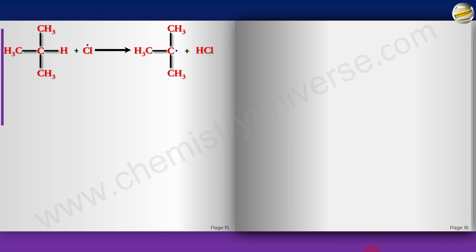Now tell me which bond is broken. The tertiary CH bond is broken. And remember, the tertiary CH bond requires 93 kcal and you have to give this energy. Which bond is formed? HCl. And how much is HCl? 103. It's going to release it, so it's going to be negative. So what do you think will be the delta H? The delta H is going to be negative 10.